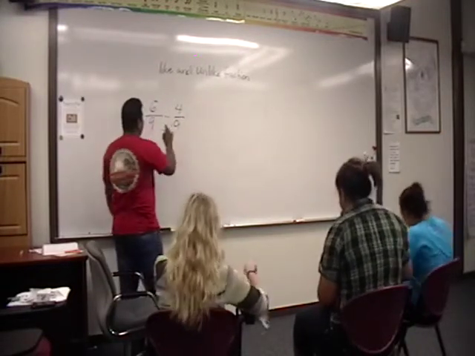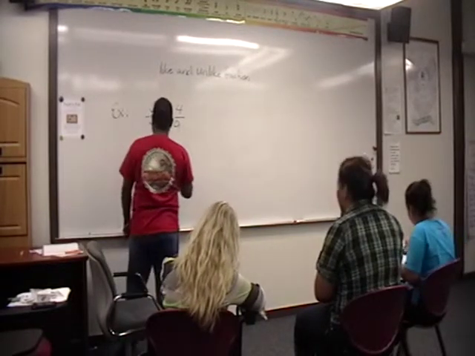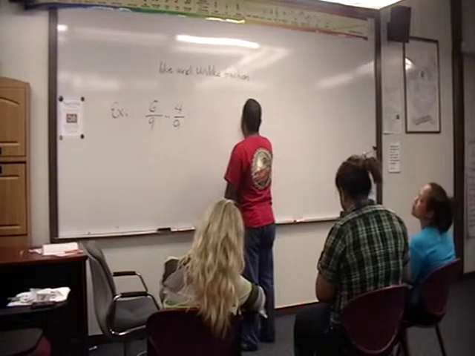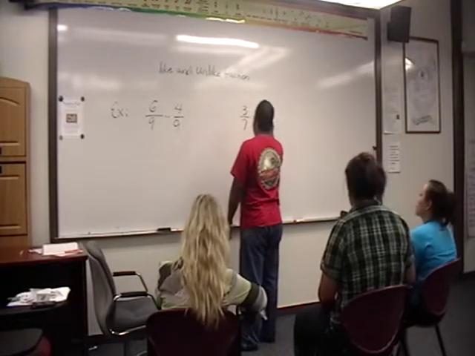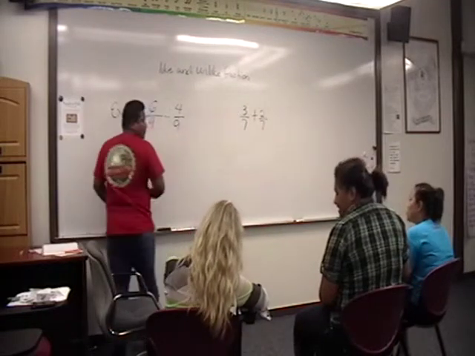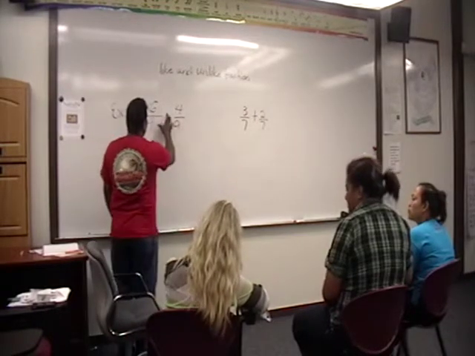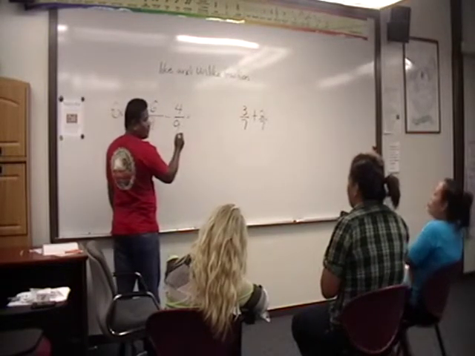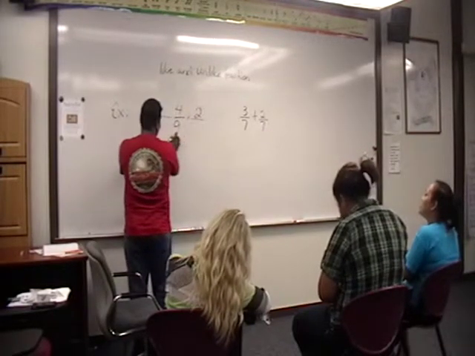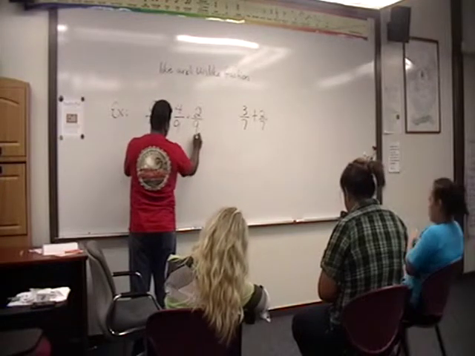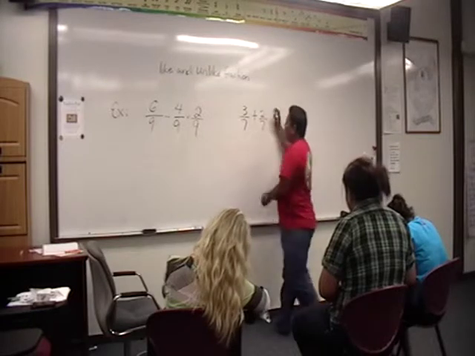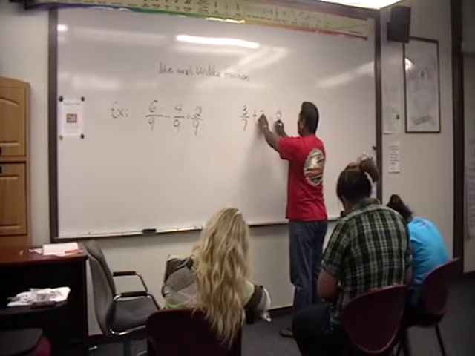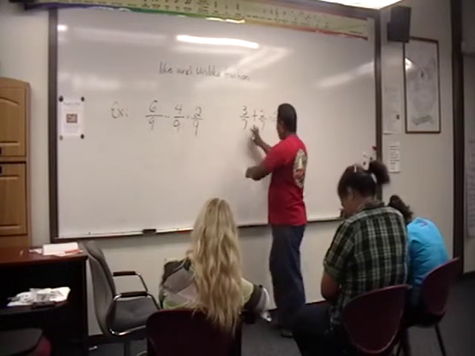You are writing on your board. Okay. 6 minus 4 is 2, and these are the same denominator, right? Yes. Adding same denominators, 3 plus 2 is 5 over 7. Good. These are the same.